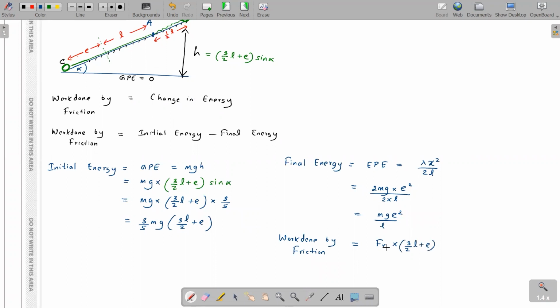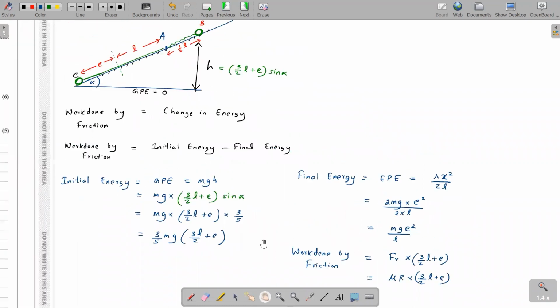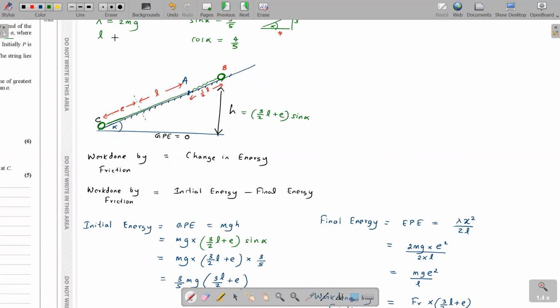So what's the friction? Friction is mu R, right? We have the maximum friction here because the object is moving. So mu R friction. What is the normal reaction here? Downwards you have the mg, and you understand that this side will be mg cos alpha, right? These are M1 mechanics. R will be equal to mg cos alpha.